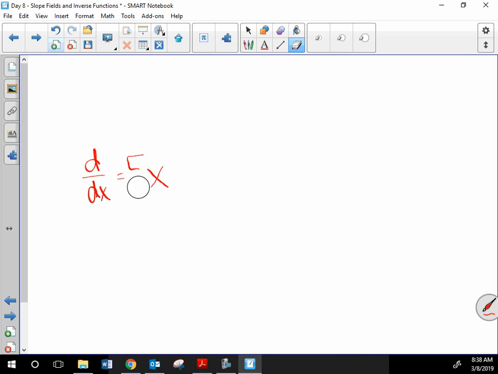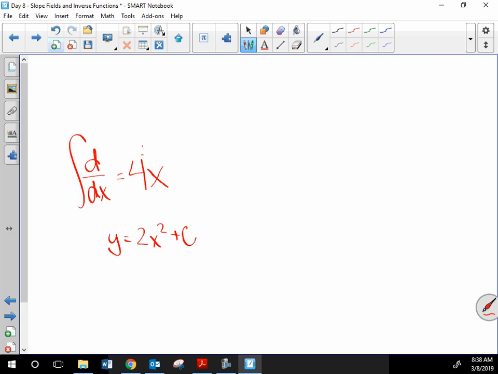Actually, let's make it a little nicer. If my derivative was 4x, what would my original function be? 2x squared plus c, right? So we would have integrated and gotten 2x squared plus c. What does this plus c mean for us? It's a constant. For this particular graph, we know this is a parabola that's been stretched vertically. But what would that plus c do to our graph? It would just move it up or down, right?